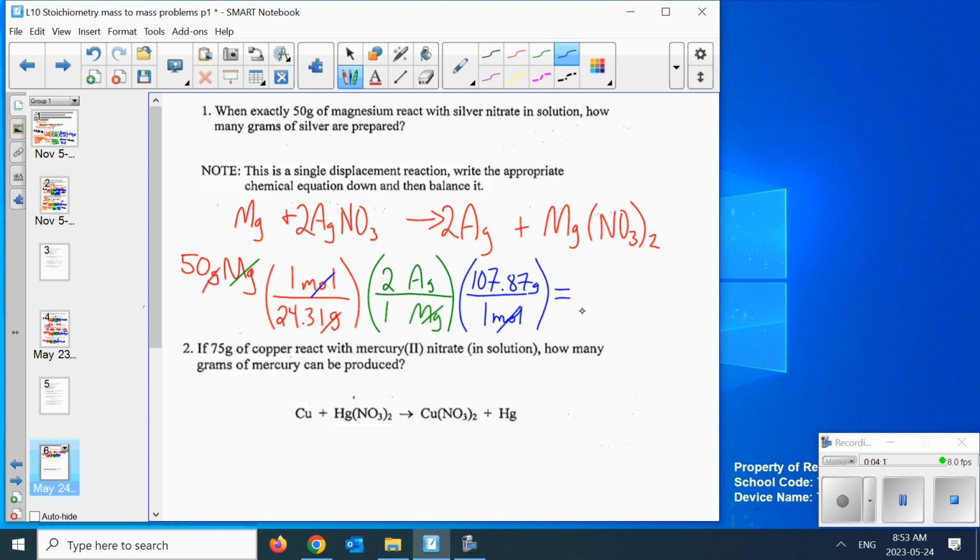Those are the units. Anything on the top, you multiply, anything on the bottom, divide. I suggest you do it from left to right. 50 divided by 24.31, times the 2 on the top, times the 107.87. Hopefully I typed it in, you guys will tell me. Did you guys get 443.72, blah, blah, blah? We're not going to keep all those digits. So I'm going to write this down small, and then I'll talk about rounding.